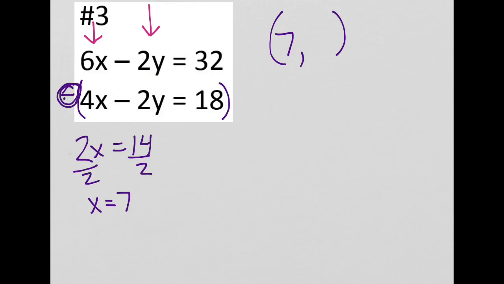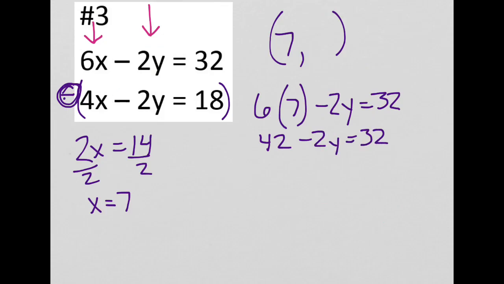But you remember that we're not finished until we find x and y. So I'm going to take x equals 7 and replace it into the first equation. You could choose to do it into the second one. You'd get the same answer. So 6 times 7, because x is now 7, minus 2 times y equals 32. 6 times 7 is 42.